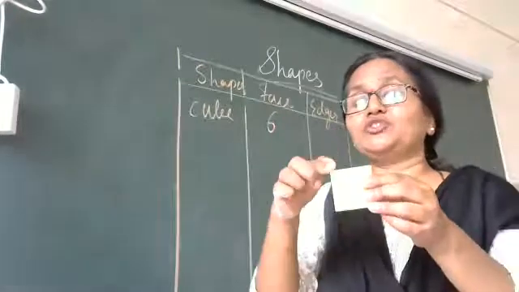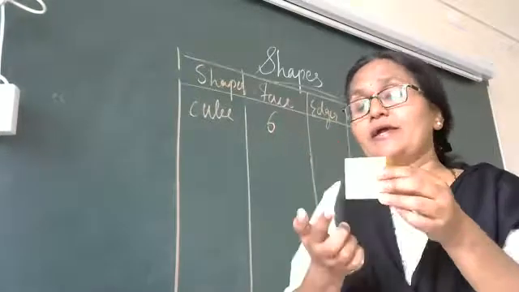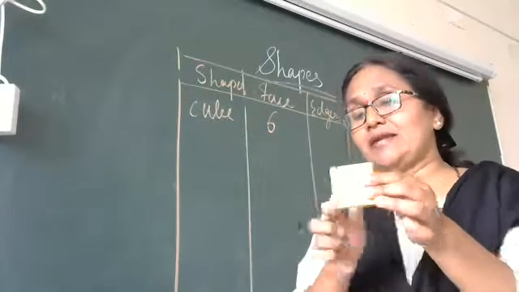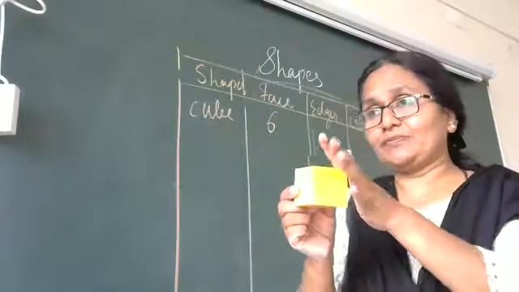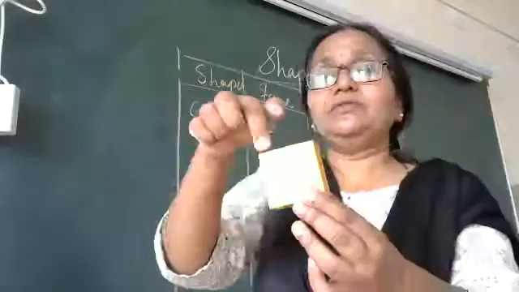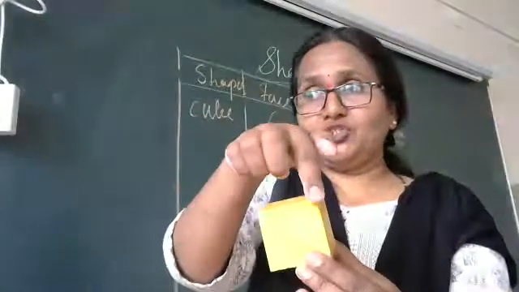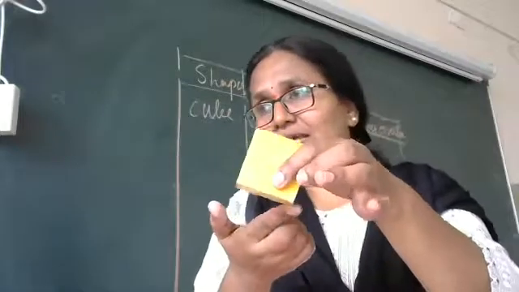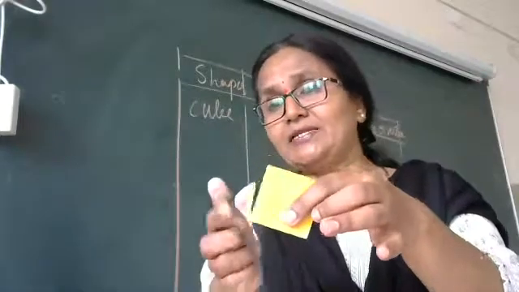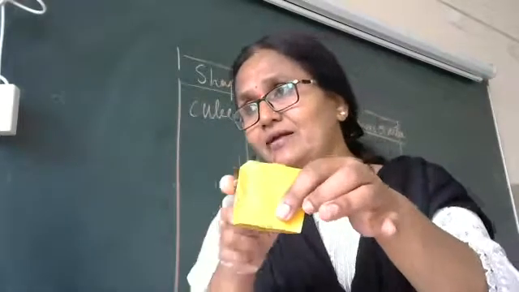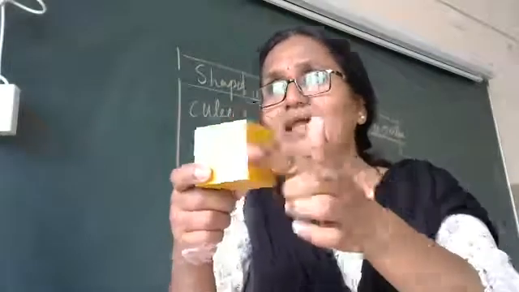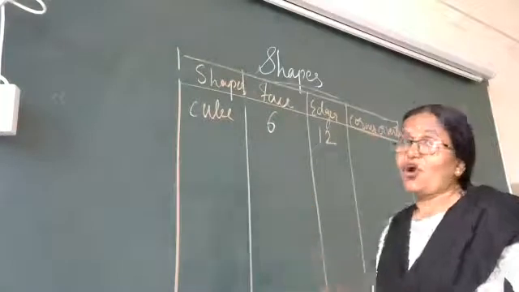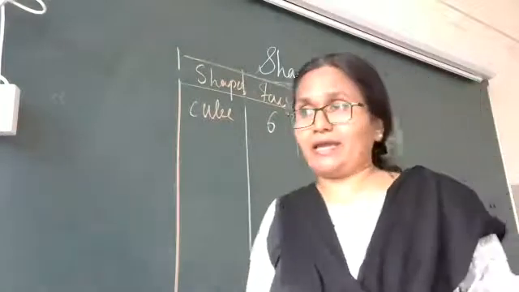For example, 1, 2, 3, 4. Then 5, 6, 7, 8, 9, 10, 11, 12. Again 1, 2, 3, 4 on top, the base again 5, 6, 7, 8. Here 9, 10, and opposite 11, 12. So 12 edges. Now how many corners are there?